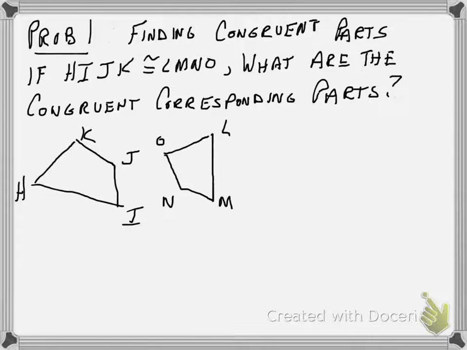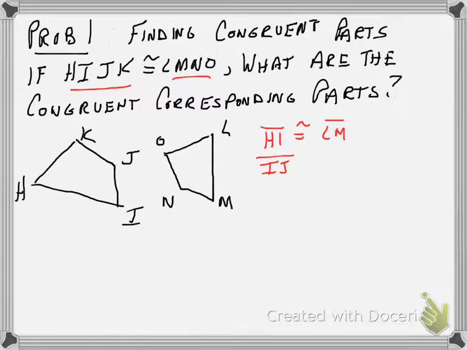In problem 1 here, they talk about finding congruent parts, and they give you that HIJK is congruent to LMNO. What are the congruent corresponding parts? You can try to flip these around and match them up, but I'm going to just look at my names here. Let's start with our sides. I'm going to start with the first two letters. HI is congruent to, well, what's it match up with? LM.